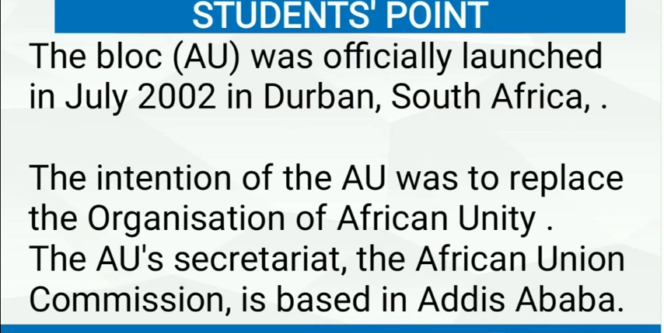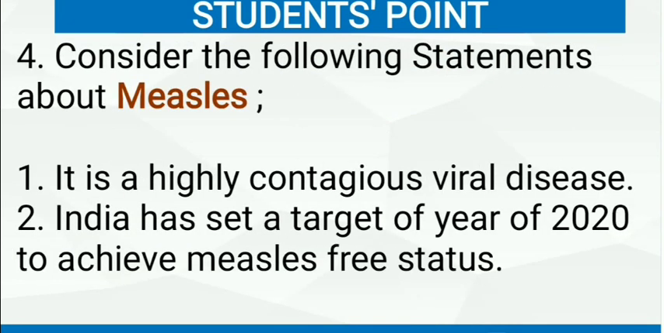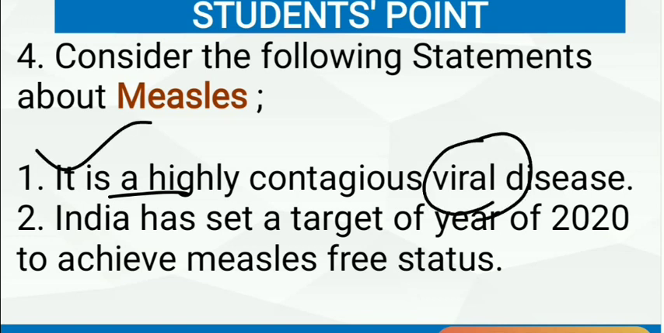Let's see the next question. Consider the following statements about measles. It is a highly contagious viral disease. This is correct. It spreads very rapidly and it is a viral disease.